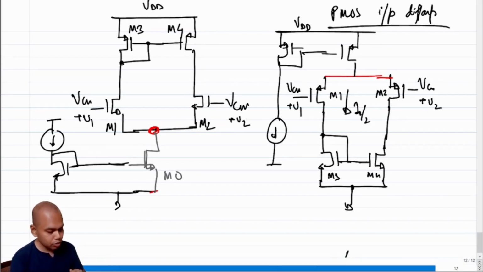So what I would request you to do is solve for whatever we have done: ICMR plus, ICMR minus, output resistance, gm, flow of current, directions. All these things for the PMOS equivalent yourself, right? Okay, thank you.